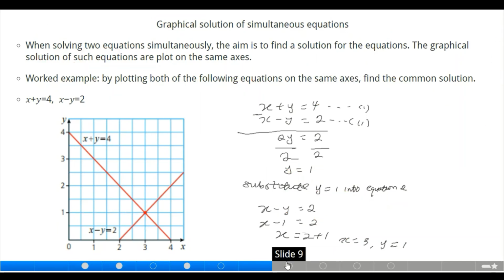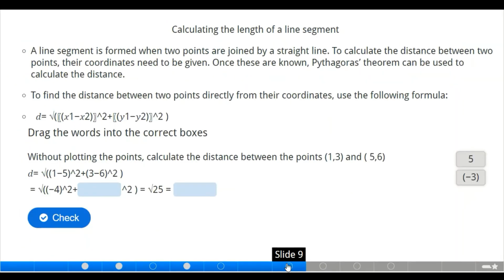Now let's look at the next slide. What do we have? Calculating the length of a line segment. A line segment is formed when 2 points are joined by a straight line. To calculate the distance between 2 points, the coordinates need to be given. Once these are known, we can make use of Pythagoras theorem, and we use that to calculate the distance. The formula has actually been given to us.